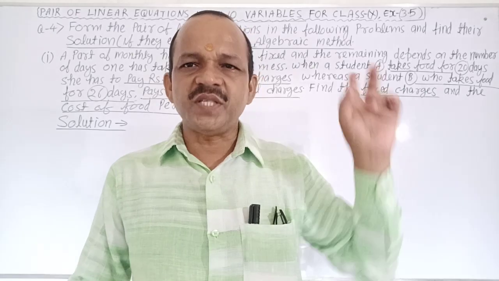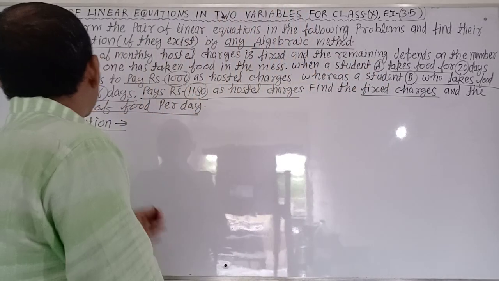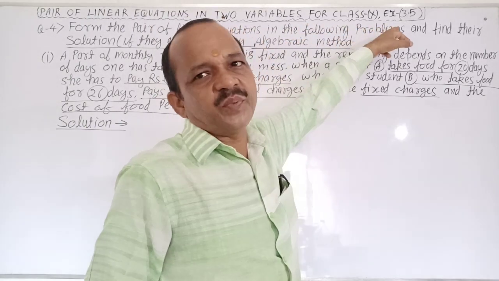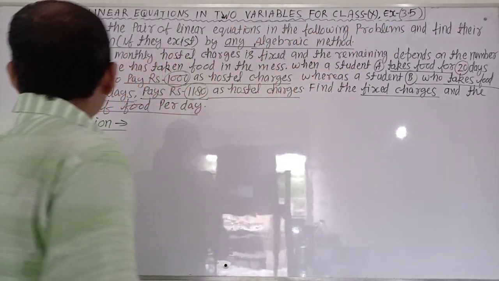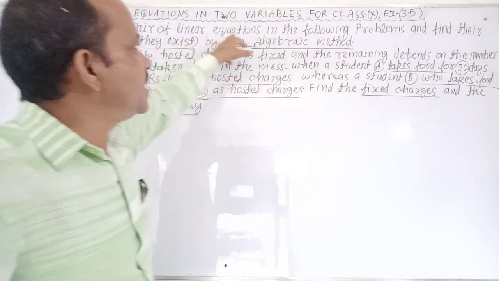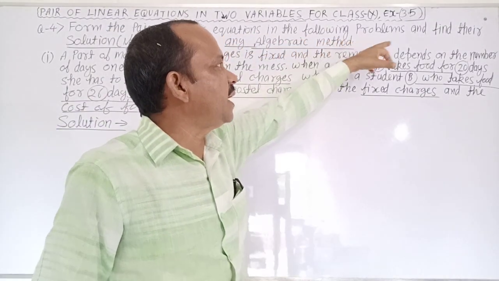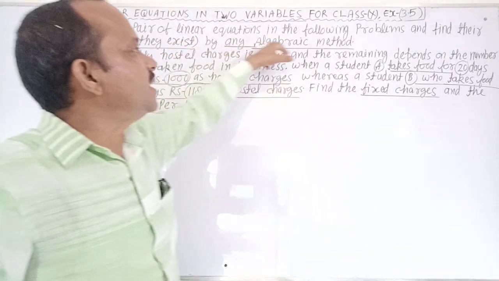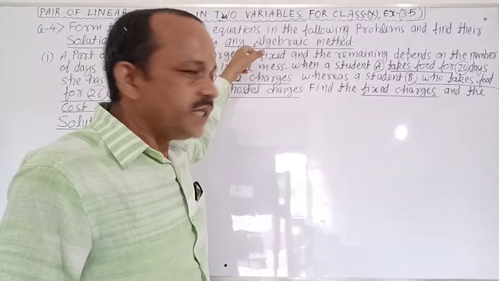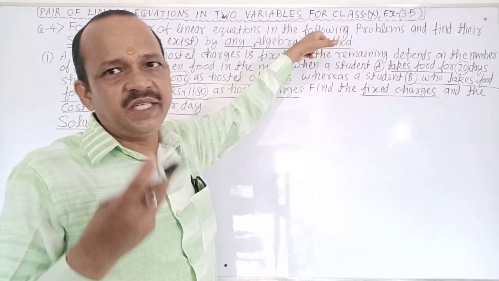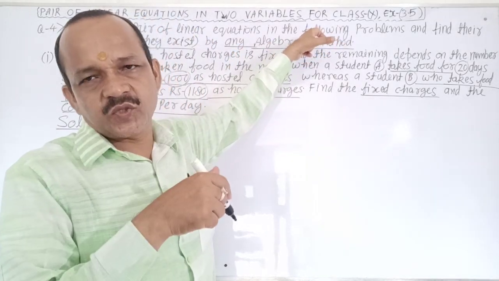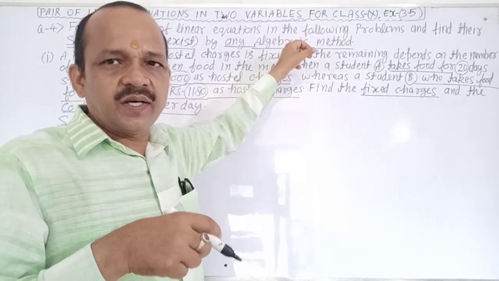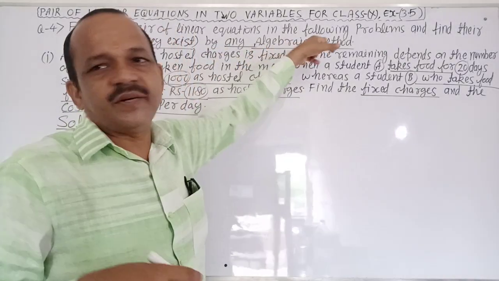Very good. See the board. Pair of linear equations in two variables for class 10, exercise 3.5, question number 4. Form the pair of linear equations in the following problems and find their solution if they exist by any algebraic method. There are three types of algebraic method: substitution method, elimination method and cross multiplication method. You can solve by any algebraic method.